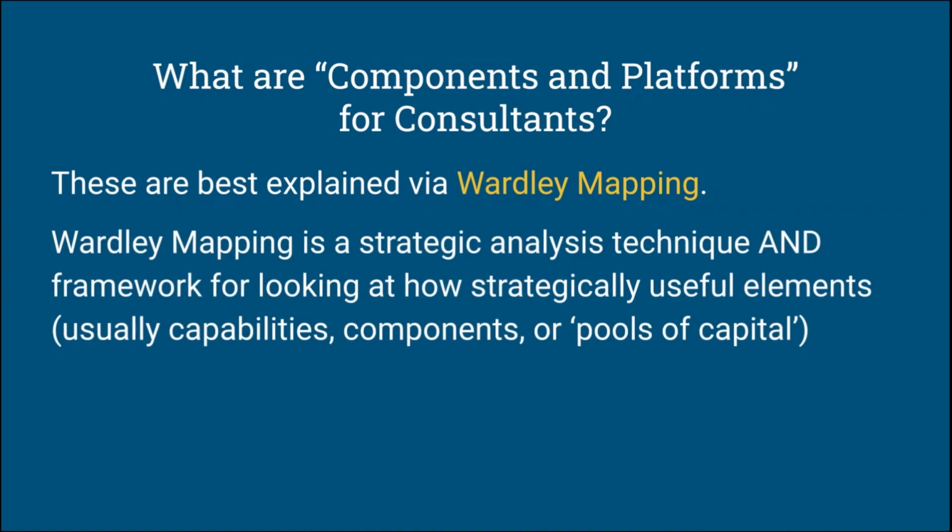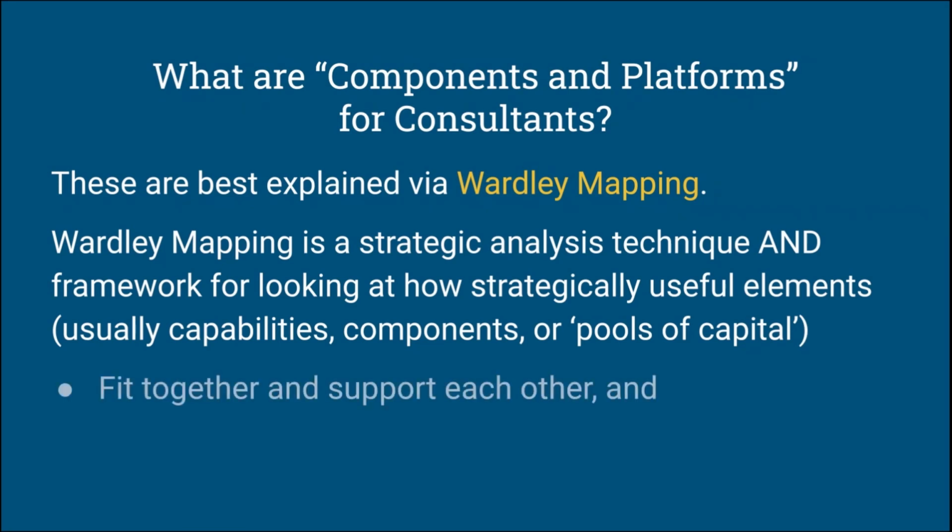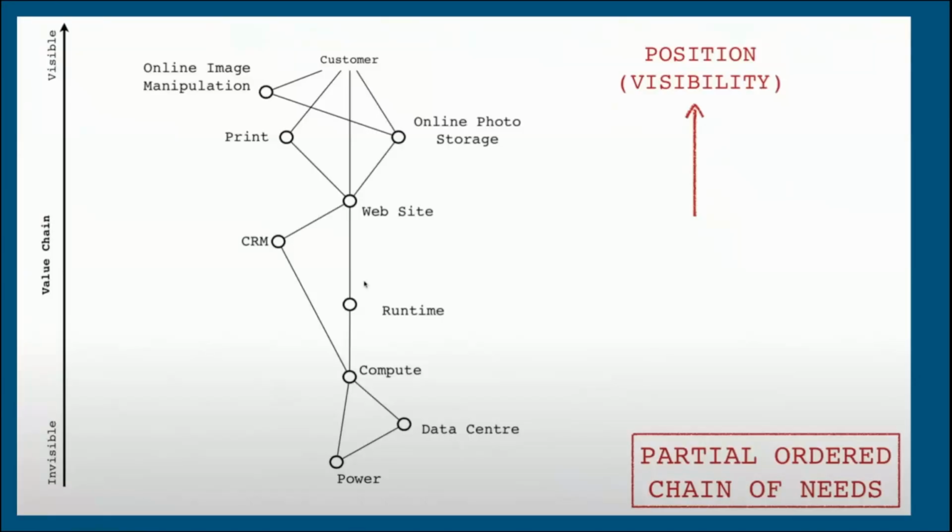Wardley mapping is a way of looking at a strategic situation and the useful elements inside of it and how they interrelate. And in particular, how these components or capabilities or pools of capital fit together and support each other, and how they change over time. So let's have a quick look at, this is not a full Wardley map. This is just one of the dimensions of a Wardley map.